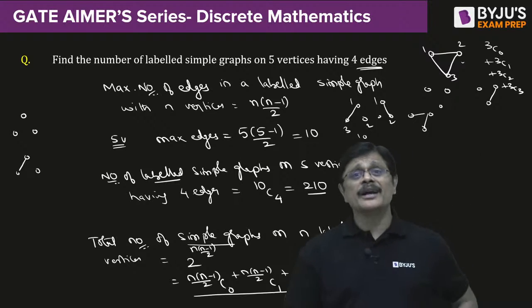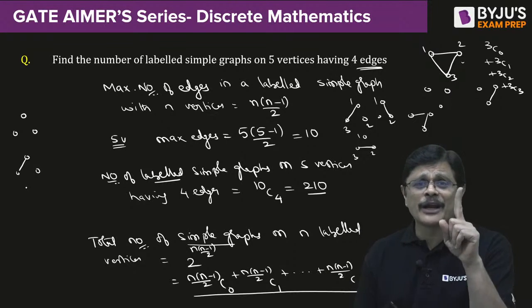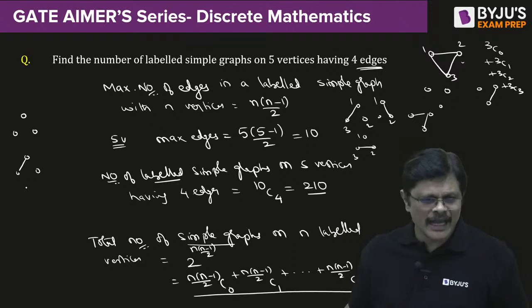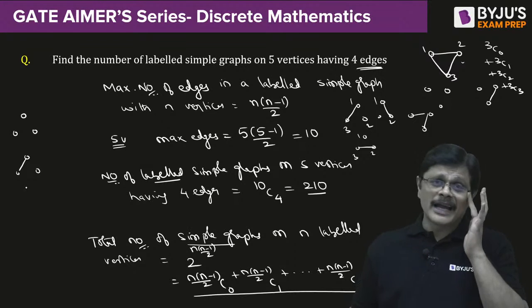For labeled we get 3. For unlabeled we get only 1. Note that. Am I clear?